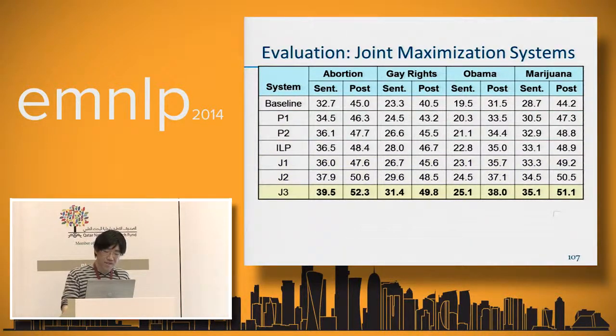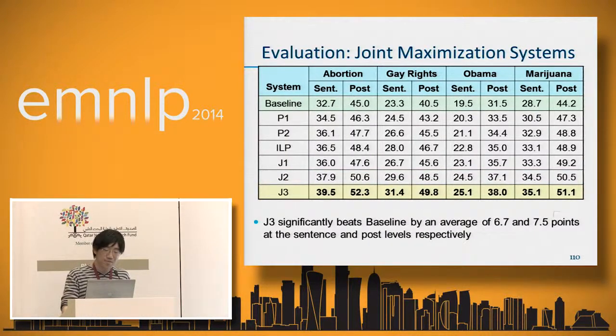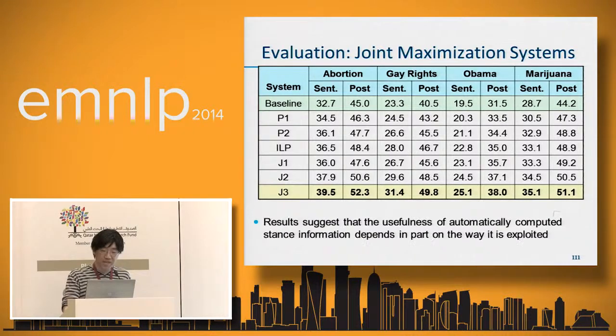And finally, here are the results of J3, which again exploits reason labels predicted for the preceding post in the post sequence. And we can see that J3 significantly beats J2 for 2 data sets and yields small, insignificant gains for the remaining 2 data sets. And so these results suggest that the reasons predicted for the preceding post provide useful information for reason classification. And also, J3 significantly beats the baseline by an average of 6.7 and 7.5 points at the sentence and post levels, respectively. And overall, these results suggest that the usefulness of automatically computed stance information depends in part on the way it is exploited.